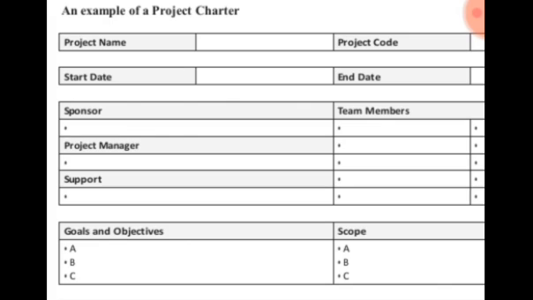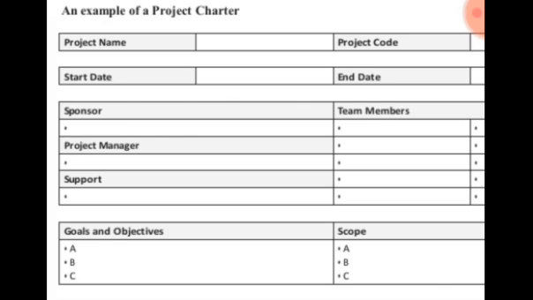So today we'll be talking about the project charter. Previously we discussed the project management process, where we talked about the initiation phase of a project. We said we end the initiation phase with a document called the project charter. After the project charter, you review that phase and then move on to the next phase, which is the project planning phase.